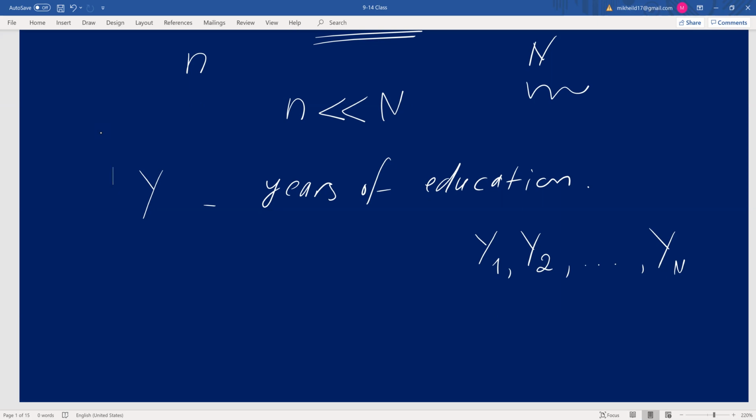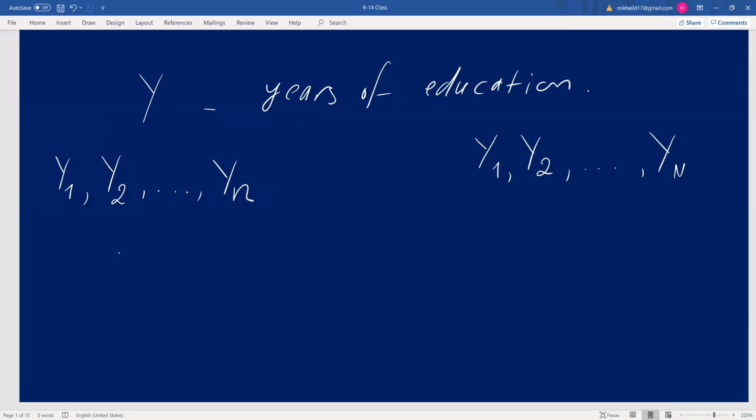In our sample, we will have also values for every person in the sample. So how many values will we have in total? Small n, right?